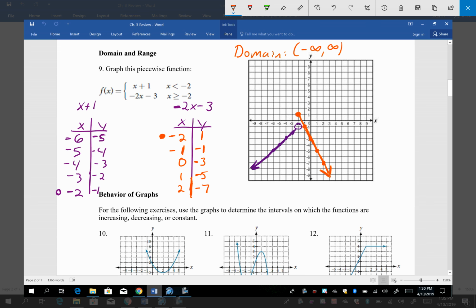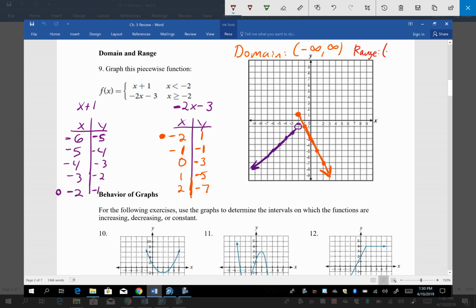What about the range? Remember, lowest to highest. Wait, is this the domain for both? Good question. You say both, and yet there's only one function here. I know your brain sees two, but that's two pieces of one function. I know it's weird that I put them in different colors, but they're the same function. This is one function with different pieces. That's why it's piecewise.